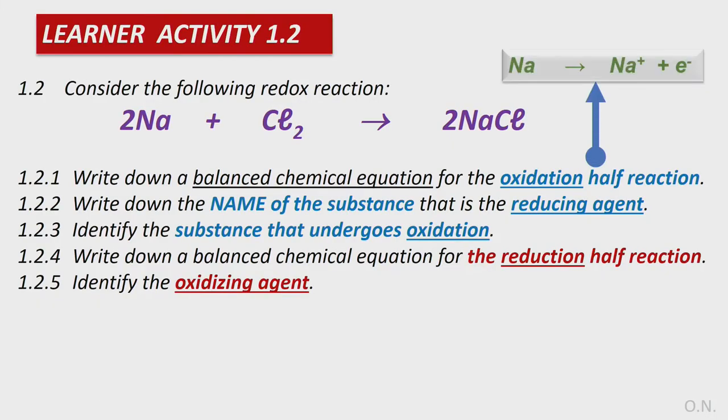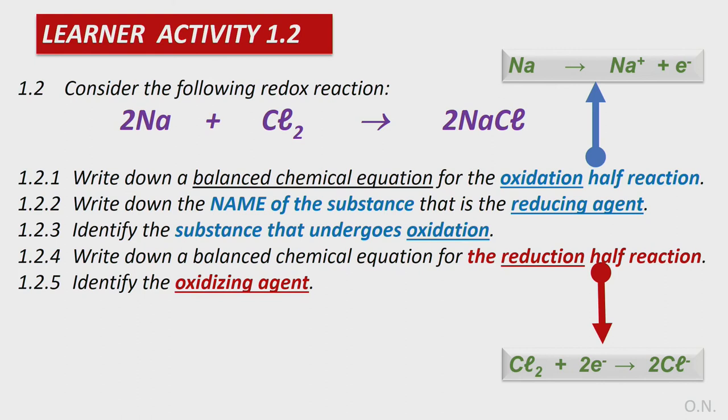So we said the oxidation half reaction is for sodium there, and the sodium, when I look at it again, has lost electrons. And of course, my reduction half reaction is chlorine, which has gained two electrons on the left-hand side, and I get the chloride ions. That is for sure what I have.